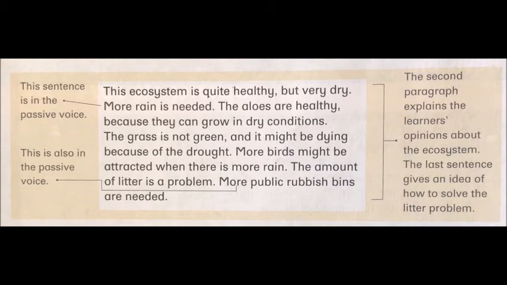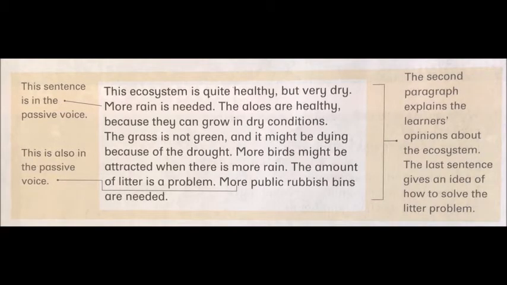So it says the second paragraph explains the learner's opinions about the ecosystem. The last sentence gives an idea of how to solve the litter problem. So if you have an opinion, you say it's very dry or it's maybe too wet, then you must give a solution or 2 regarding the possible problems that you might have.